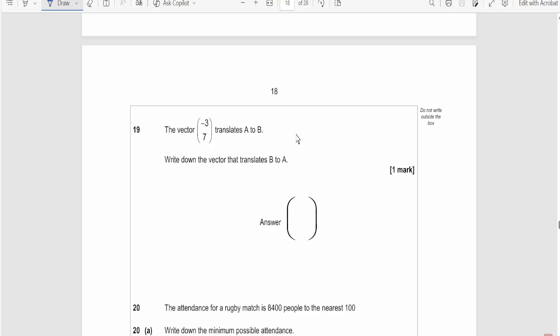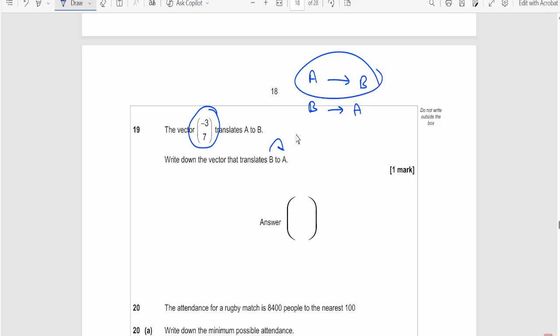Yeah. So the vector that translates B to A is the opposite. So what we do, we just do negative of this because this is for A to B, right? If we have to do B to A, this is just opposite of this, right? Opposite means just change the sign. So this negative 3 will become positive 3 and 7 will become negative 7. Just make the sign opposite.